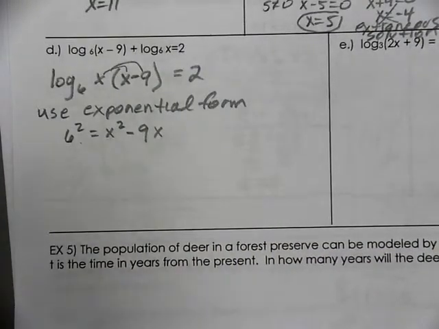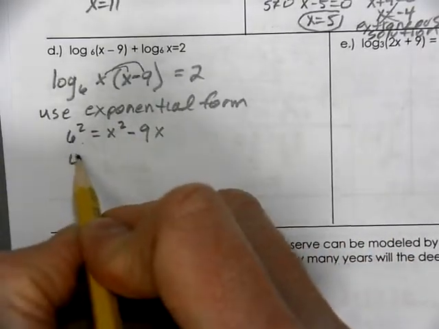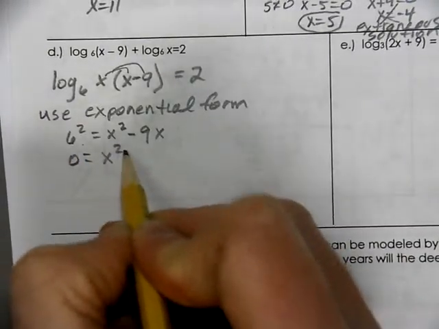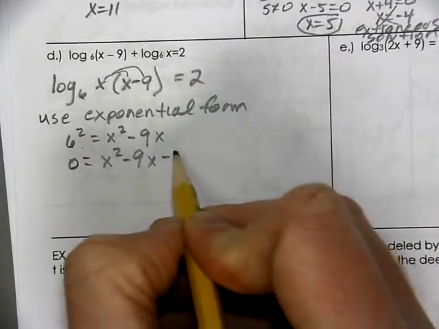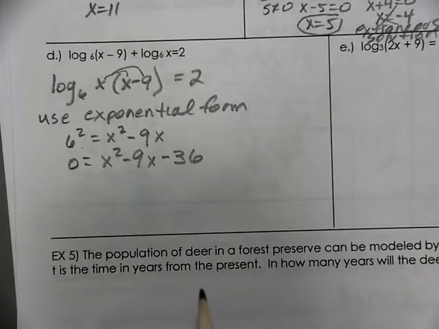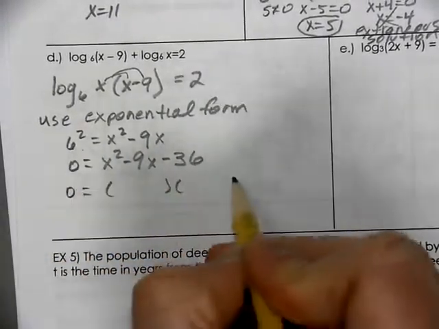Now notice how this has two different types of x's. It has an a value and a b value. So I need to set this equal to 0 on one side and subtract over 6 squared, which is actually subtract over 36. 6 times 6 is 36. So I can factor that apart.